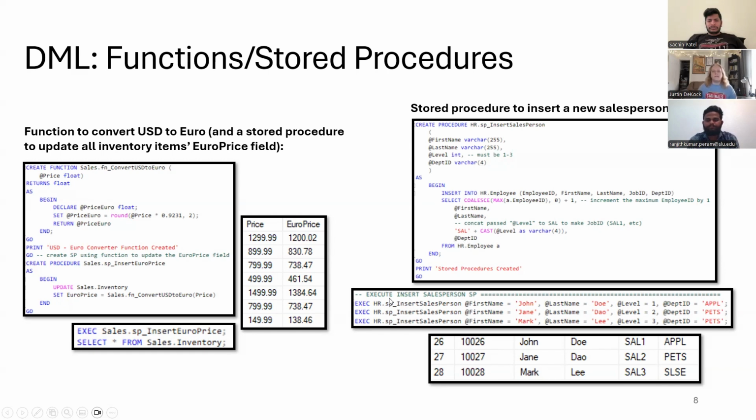And then this is how we call that stored procedure. This is inserting 3 new salespeople into the database. And then this would be the results of that right here. So we can see how it concatenated the level that we passed to the end there.